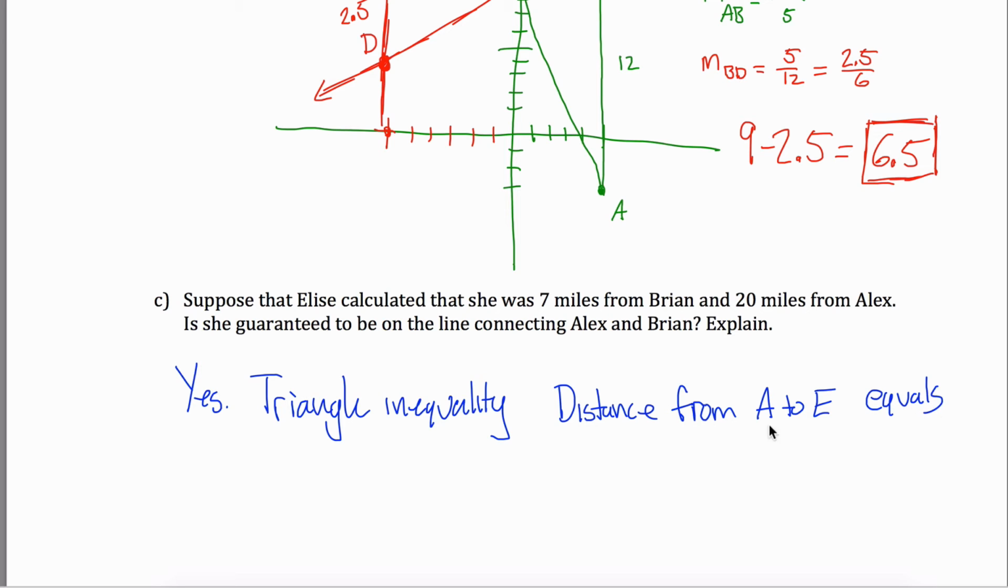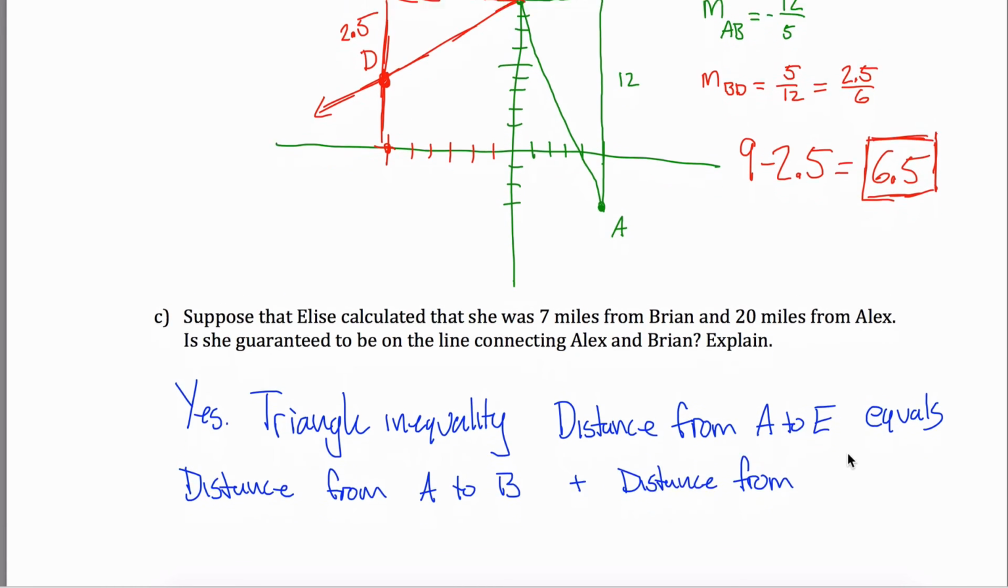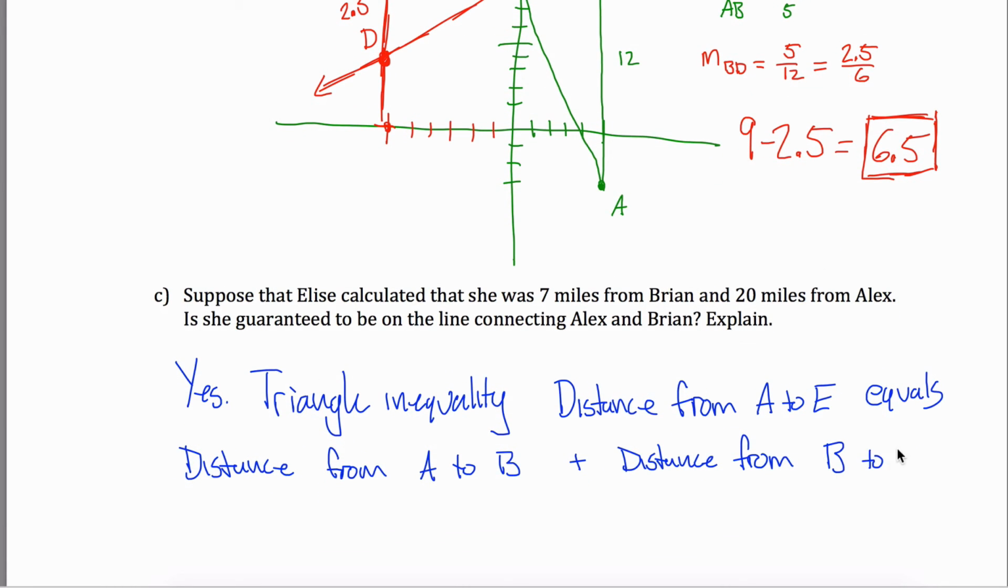equals distance from A to B plus distance from B to E. So triangle inequality says that the distance from A to E equals the distance from A to B plus the distance from B to E only when A, B, and E are all on the same line.